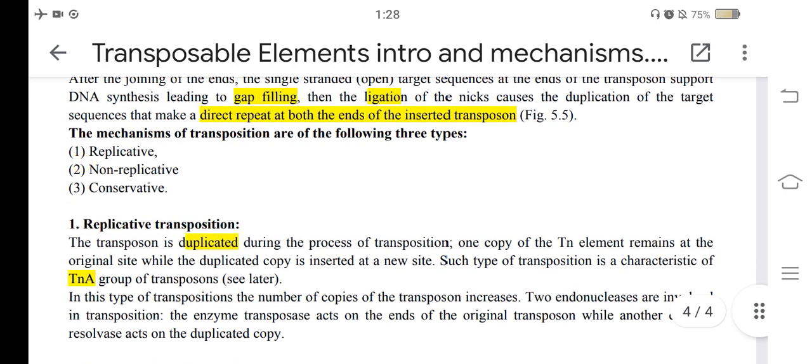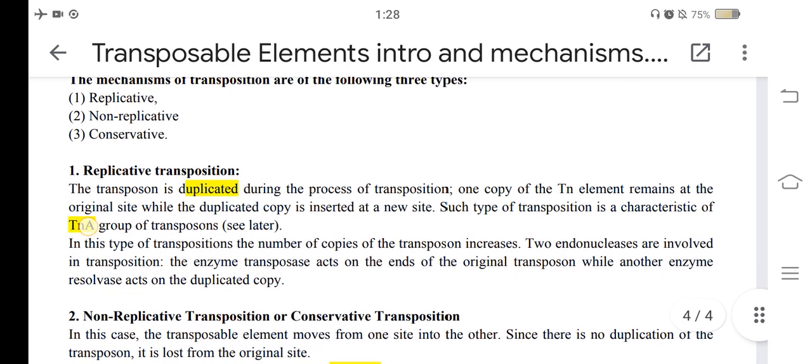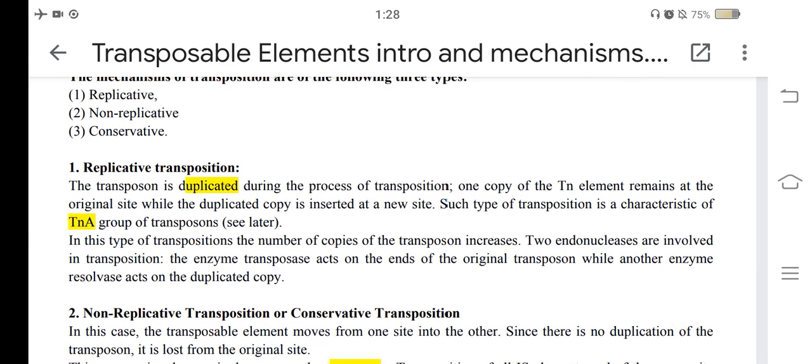The mechanisms of transposition are of the following 3 types: replicative, non-replicative, and conservative. In replicative transposition, the transposon is duplicated during the process of transposition. One copy of the Tn element remains at the original site while the duplicated copy is inserted at a new site. Such a type of transposition is a characteristic of the DNA group of transposons. In this type of transposition, the number of copies of the transposon increases.